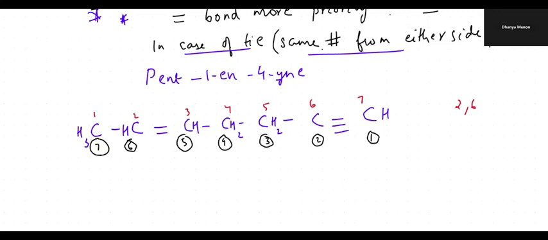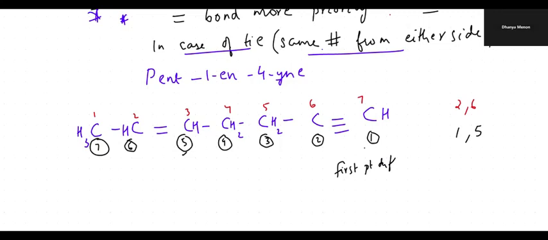Okay, now what are the positions? 1 and 6. Which one will you choose? Sorry, 1 and 5. Okay, 1 and 5. Now which one will you choose? Here, there is no tie. The numbering is not the same from either side. It is different. So you will go with the first point of difference.